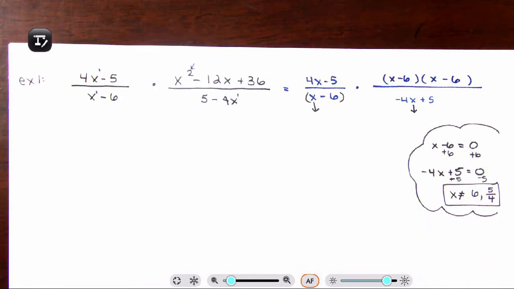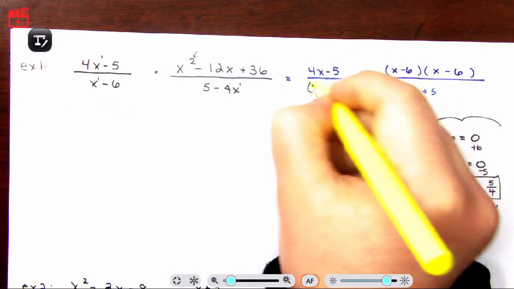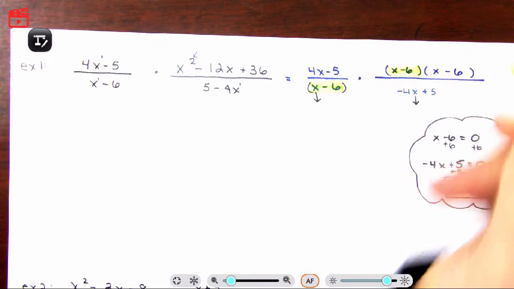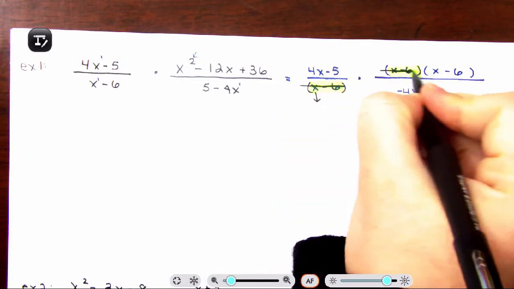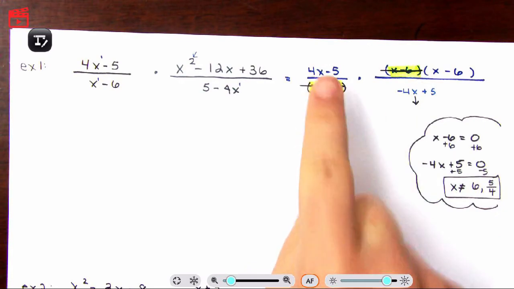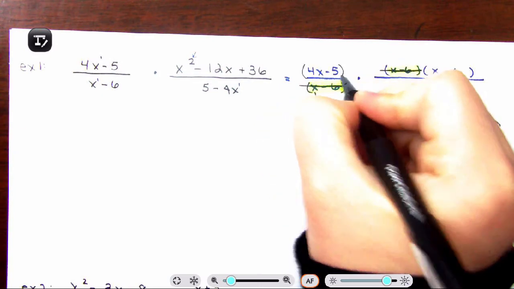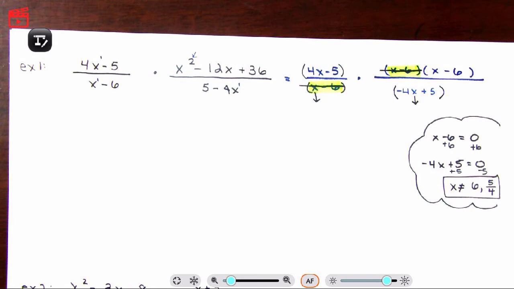So once you're done stating your excluded values, you can then simply cross things out to your heart's content. Just make sure your bubbles are identical. So notice here that I have an x minus 6 bubble and an x minus 6 bubble. Because those bubbles are identical, we get to cross them out. What else do we have? Ooh, do you see how this positive 4x minus 5 and this negative 4x plus 5, they're not identical, so we can't really cross them out.